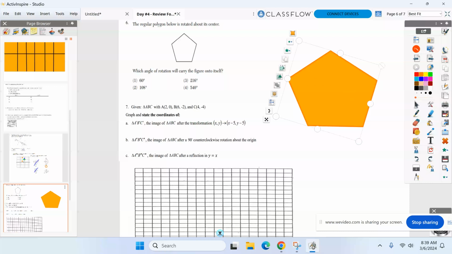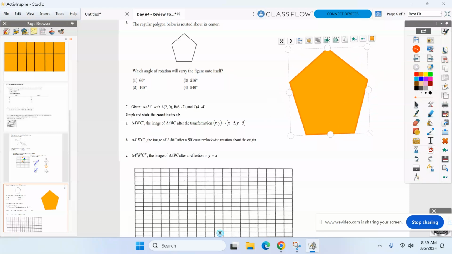Easy answer would be, let's just rotate it all the way around, which would be how many degrees? 360, right? That would be the easy answer. Just rotate it all the way around, you get it back. True. Not a choice. 360 would be a good answer, but it's not a choice. So what other degree measure could I rotate it and still get that same looking pentagon back?